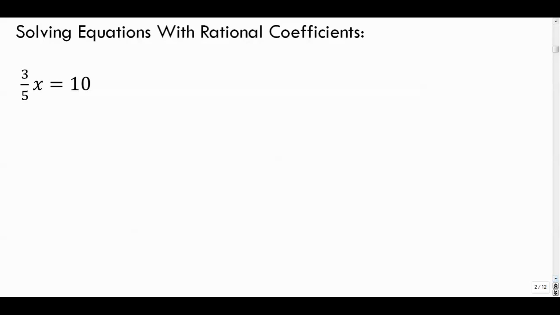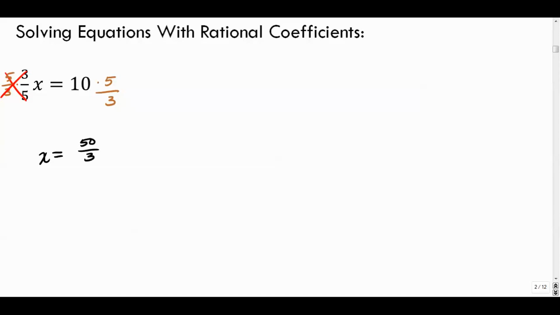Solving equations with rational coefficients. Pause the video, give this a shot. Starting pretty simple here, so you should do fine. When we say rational, of course, we're talking about fractions. So when we have 3/5 times some number equals 10, you're technically going to be dividing by 3/5, but a little shortcut here, just multiply by the reciprocal on both sides. These cancel over here, leaving us with x is equal to 50 over 3.